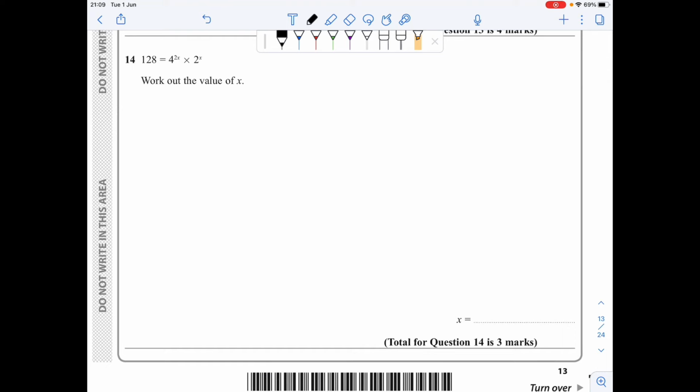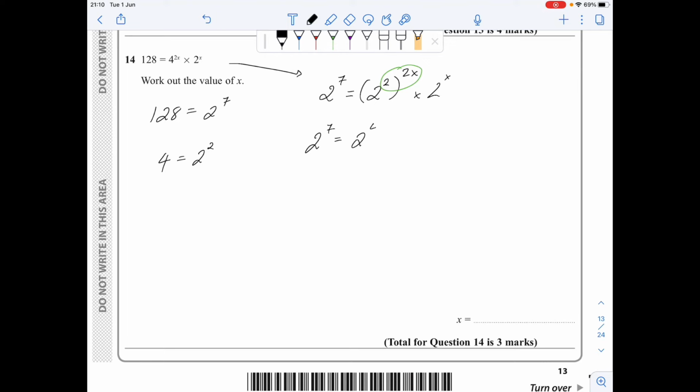In question 14, I will convert everything to powers of 2. Note that 128 is 2 to the 7, and 4 is 2 squared. So I've got 2 to the power of 7 equals (2 squared) all to the 2x, times 2 to the power of x. So 2 to the 7 is equal to, and then I'm going to multiply these powers, 2 to the power of 4x times 2 to the x.